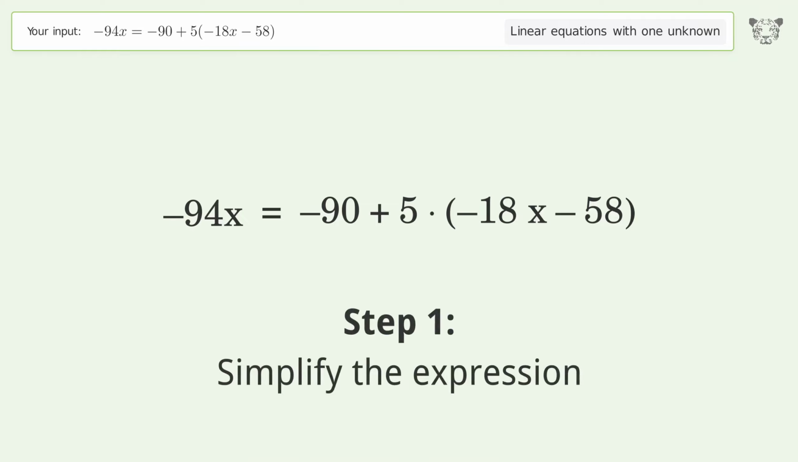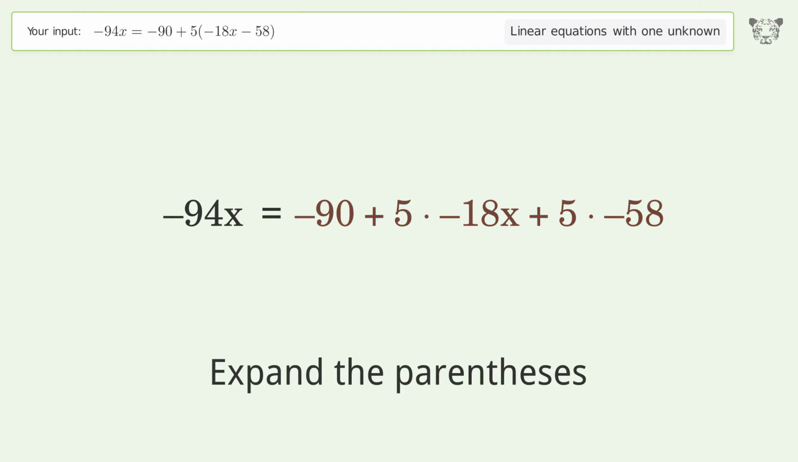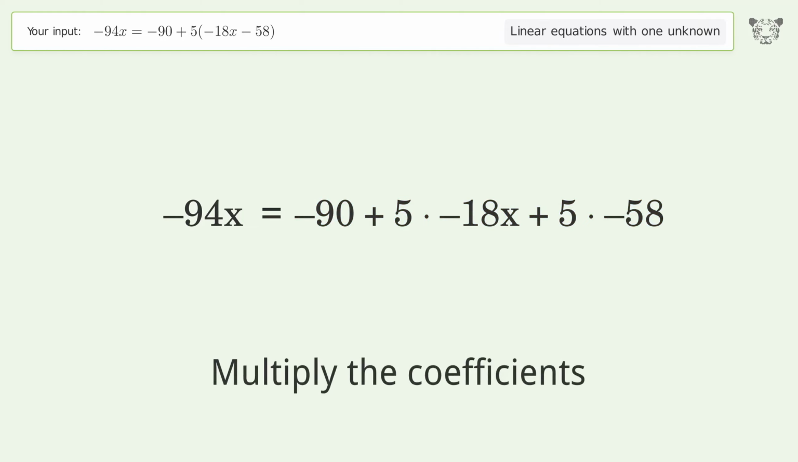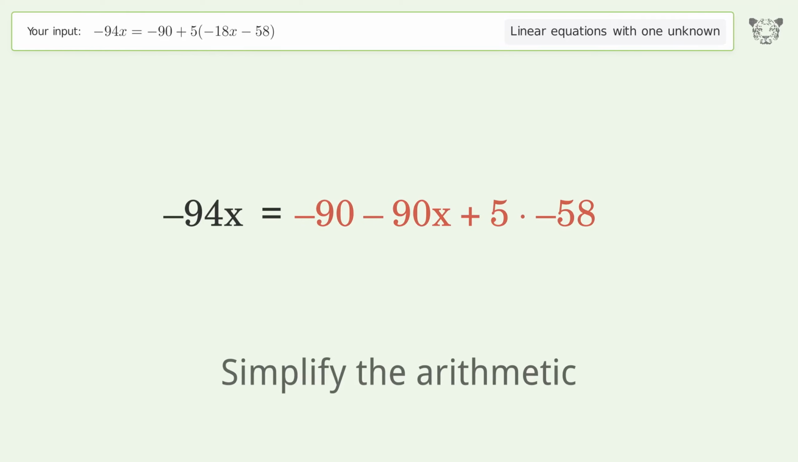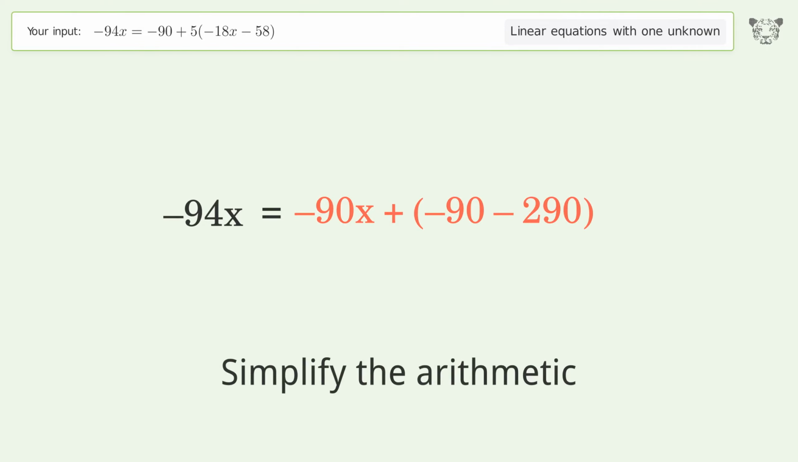Simplify the expression. Expand the parentheses. Multiply the coefficients. Simplify the arithmetic. Group like terms. Simplify the arithmetic.